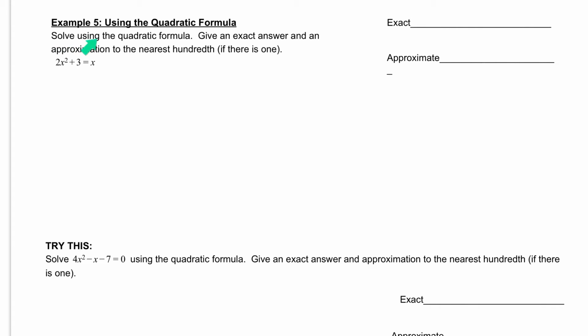In example 5, we're going to solve using the quadratic formula. We're going to again give an exact answer and an approximation to the nearest hundredth if there is one. So we have 2x squared plus 3 is equal to x. And the very first thing we have to look at is: is this equation set equal to 0?